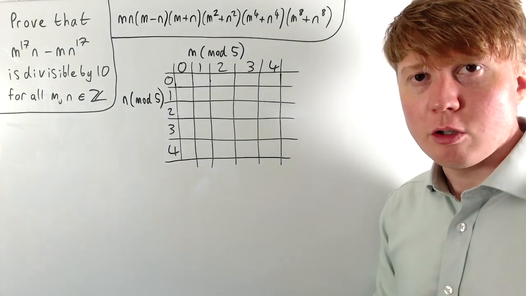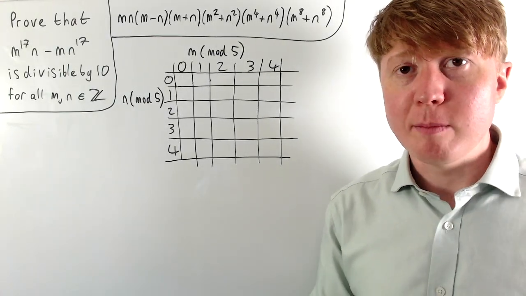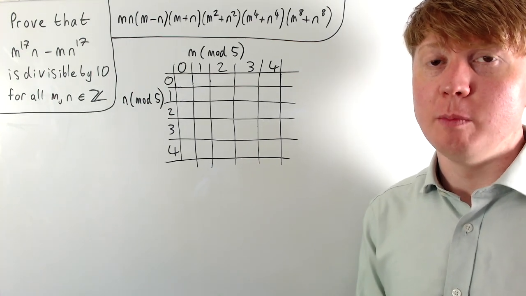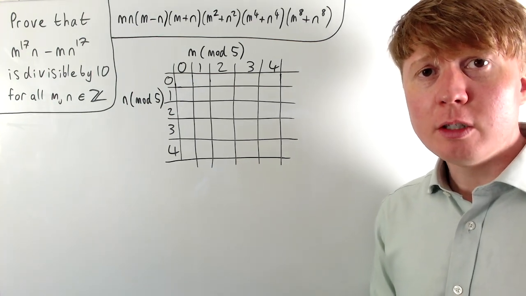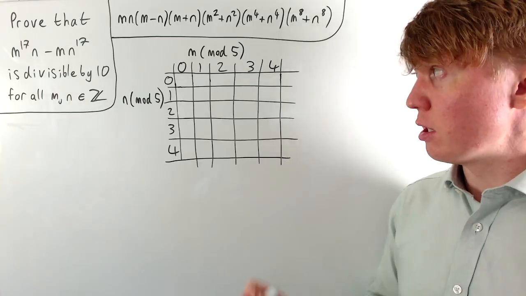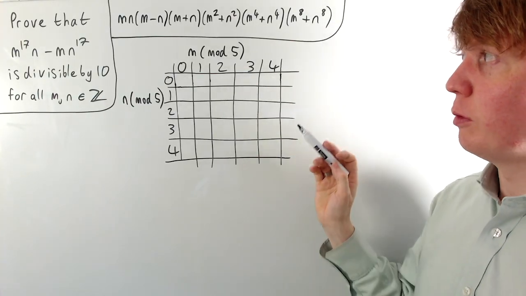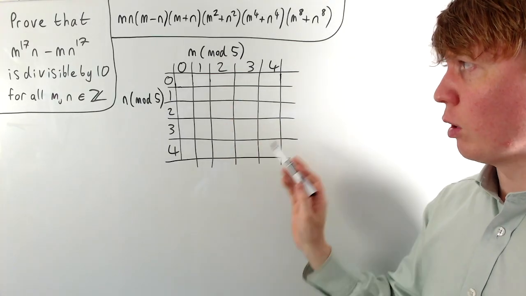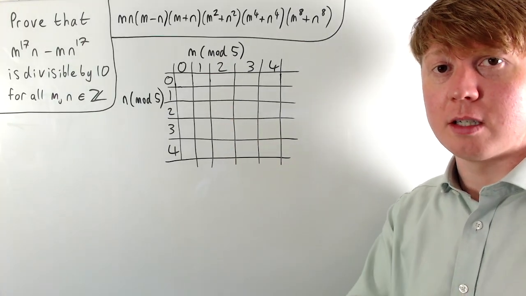And now to do this, our approach relies on considering m and n modulo 5, so we're thinking about their remainder when you divide them both by 5. So the possible remainders you can get are either 0, 1, 2, 3 or 4 when you divide a number by 5, and similarly for n. So we've got 25 possible cases to consider here.